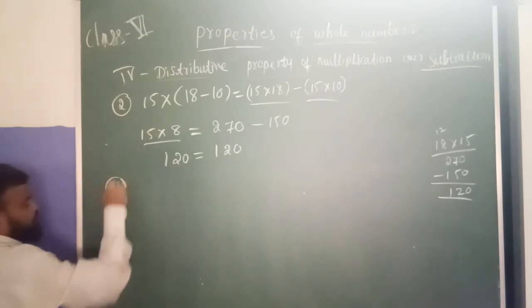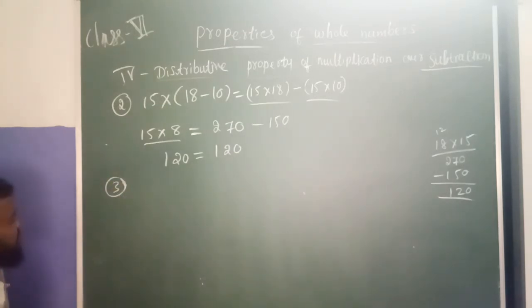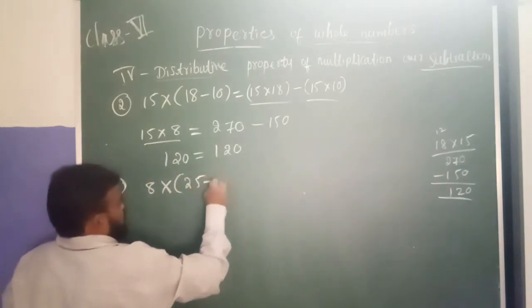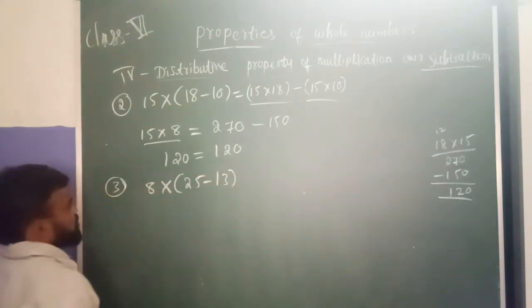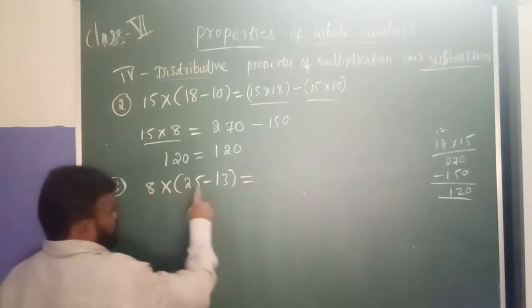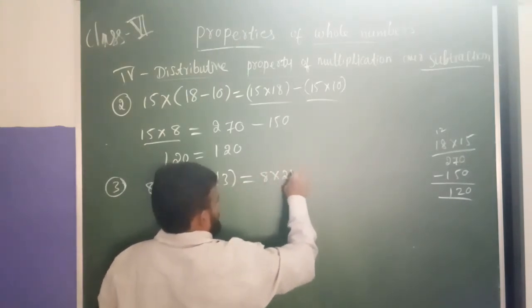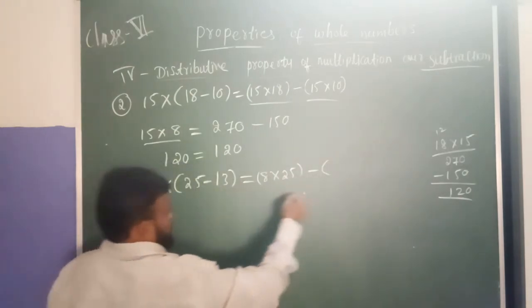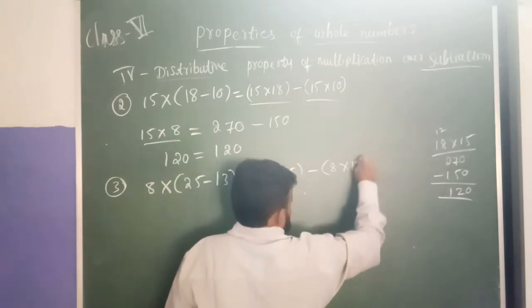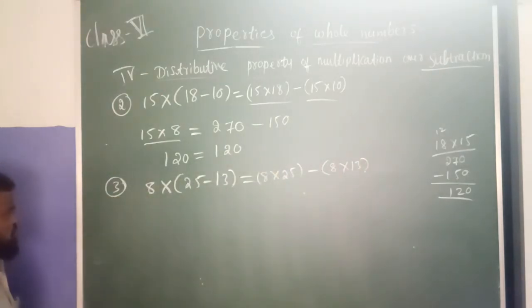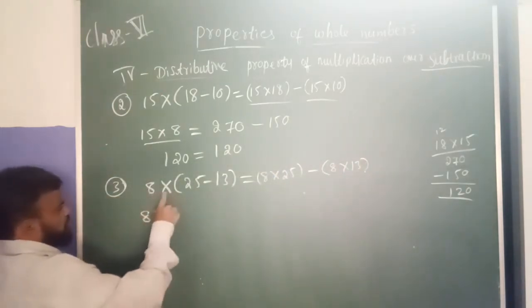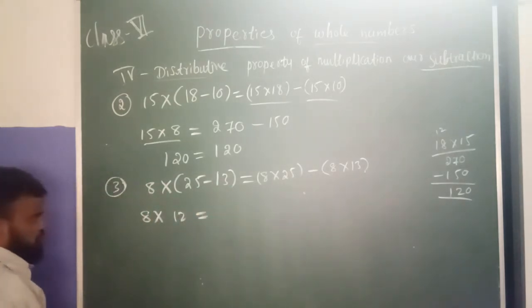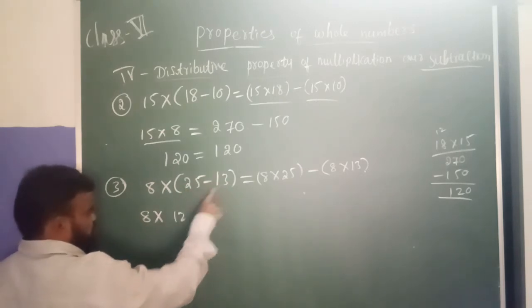Third, I am going to explain. 8 into 25 minus 13 is equal to, now see, 8 into 25 minus 7 and 8 into 30. Right? So here 8 should be as it is, into as it is. 25 minus 13 is 12. 5 minus 3 is 2 and 2 minus 1 is 1.